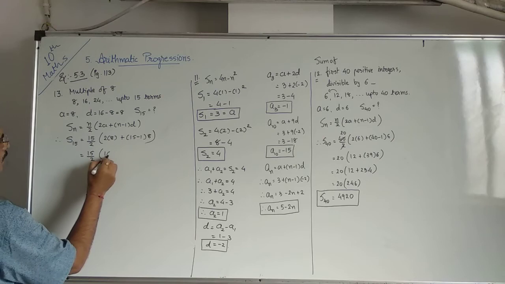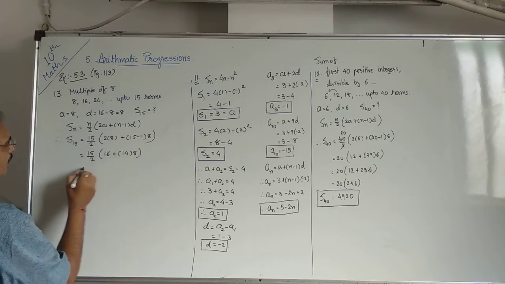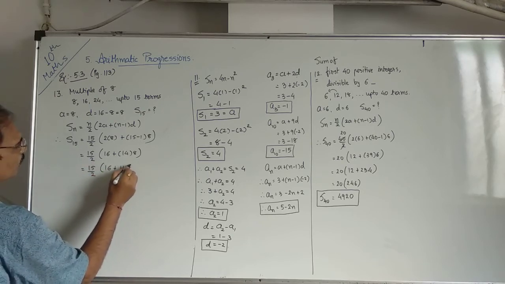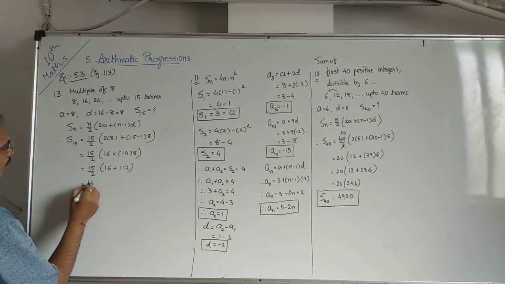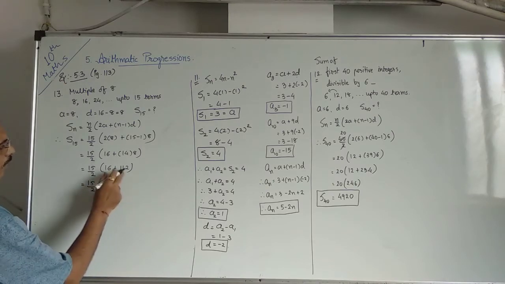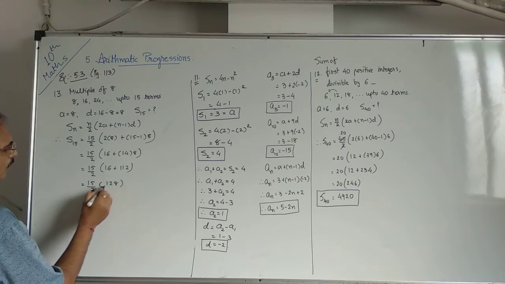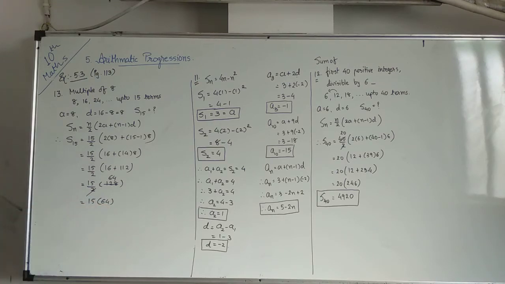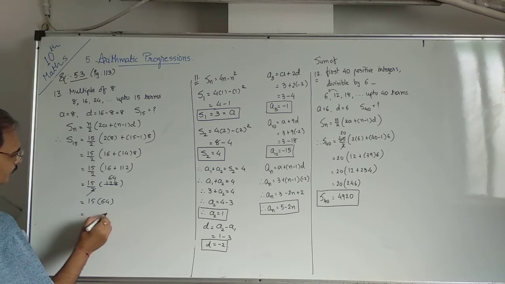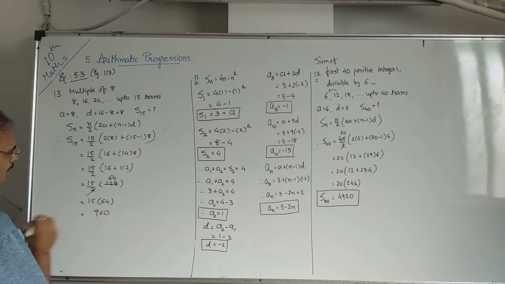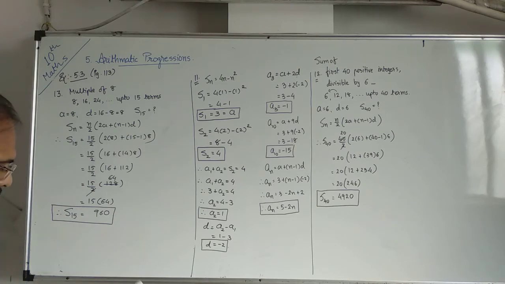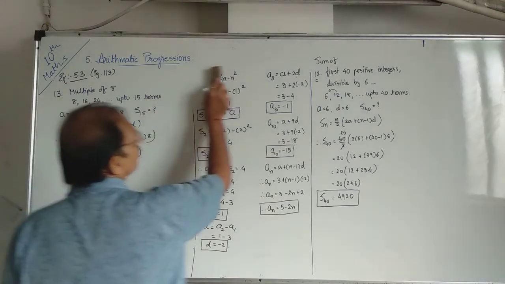15 upon 2, 2 8s are 16, plus 14 into 8. 14 8s are 112. 15 upon 2 into 112 plus 16 is 128. 2 64s are 128, so 15 into 64, which is 960. Now number 14.